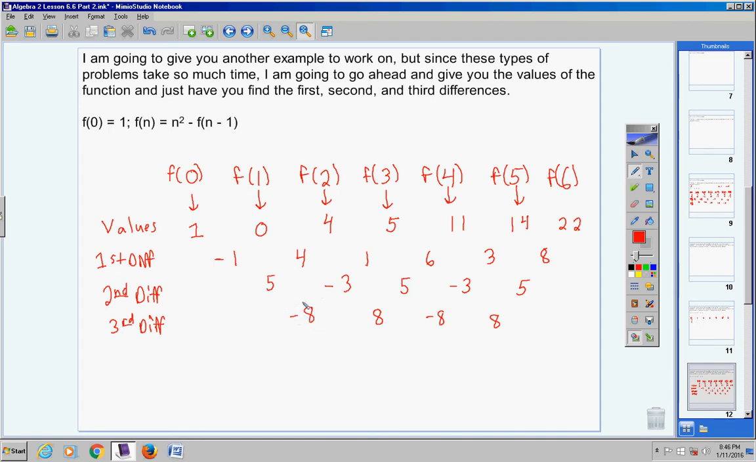Look, students, if you struggle with your signs, use your calculator. Anyone can type this into their calculator. Okay, there's my row, first differences. There's my second differences. There's my third differences, okay?